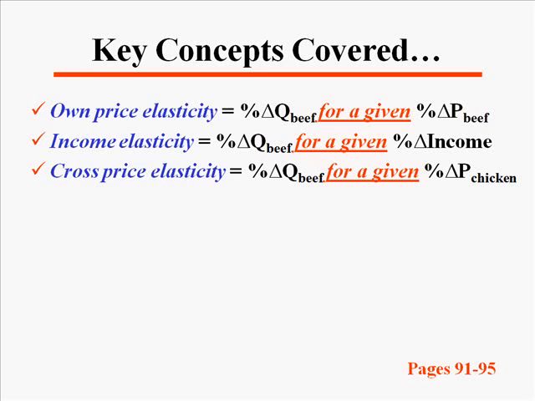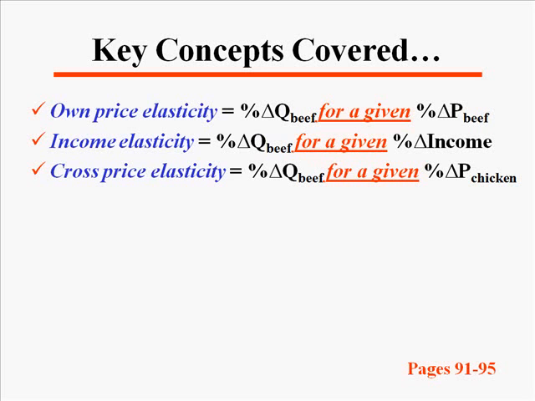On income elasticity, your formula is looking at percent change in the quantity of beef or the quantity of a product for a given percent change in income. So if we see a percent change in the income of the consumers, how is that going to impact the quantity that they're going to demand of my product?